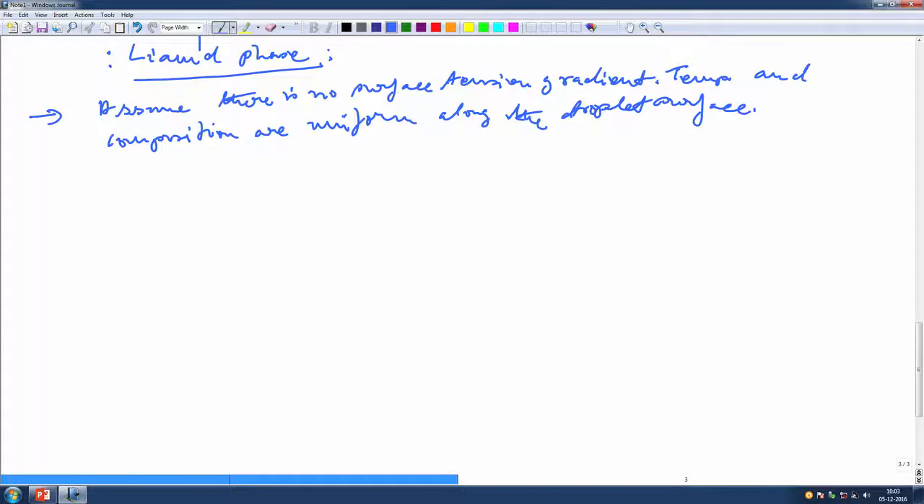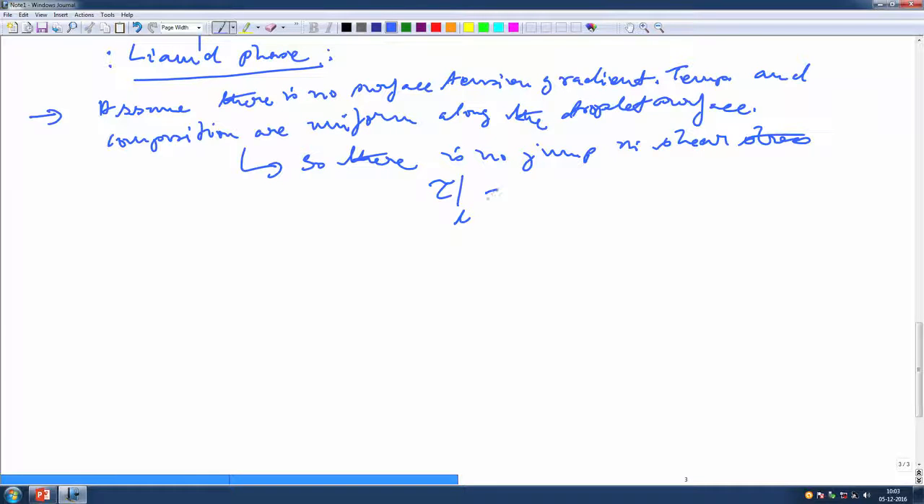Got it. So, there is no jump in shear stress across the interface. Okay, that is what we mean. And so, the shear stress is basically continuous. Whatever shear that you write coming from the liquid phase will be the same as the shear that you have from the gas phase across the interface. That is going to be valid regardless.